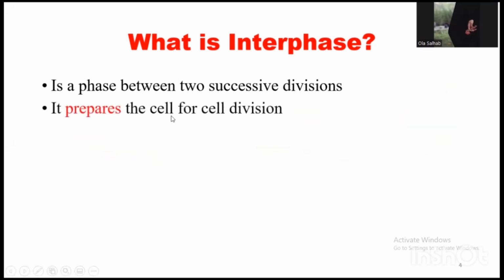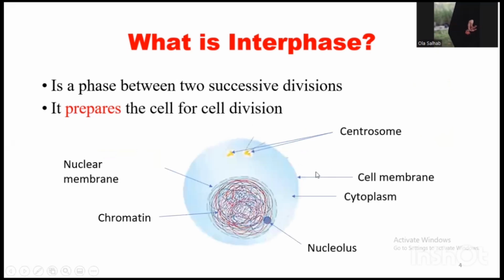It prepares the cell for cell division. This is the structure of the cell during interphase. Look, we have the cell membrane, as usual. Here we have cytoplasm, the space, okay? And here I have the nucleus, nuclear membrane, okay? And inside the nucleus, we have DNA, but in the form of chromatin. And we have a region inside the nucleus called the nucleolus.